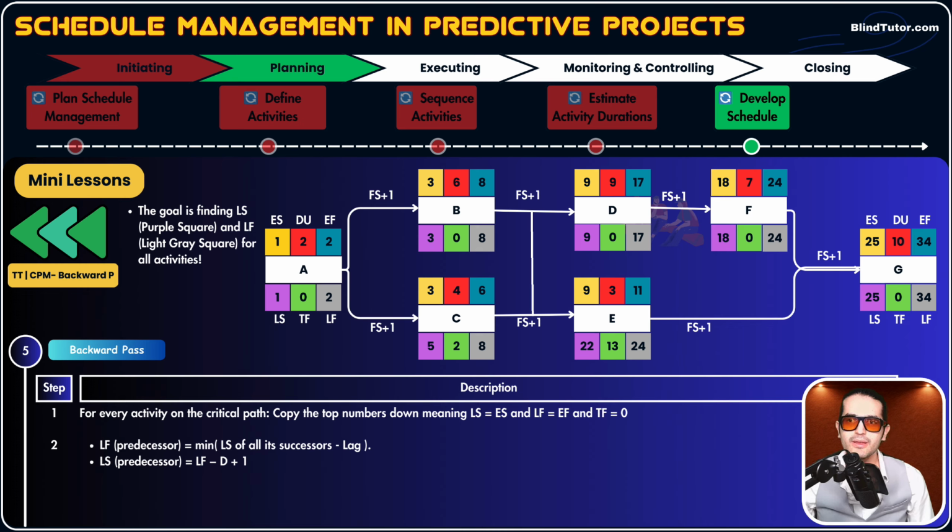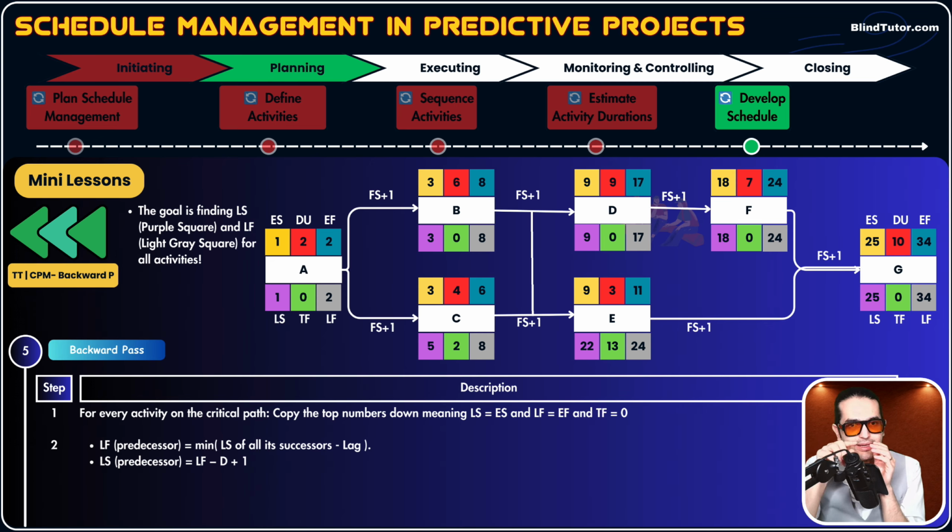So guys, let's go to activity E. The light gray box or square is the late finish day. Let's calculate the late finish day for activity E. With that formula, it means the minimum of late start of all successor activities. What are the successors of activity E? It's only activity G. What's a successor activity? Activities that come right after our current activity. Just one, activity G.